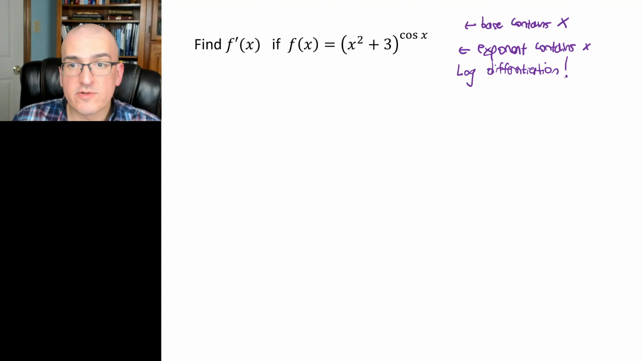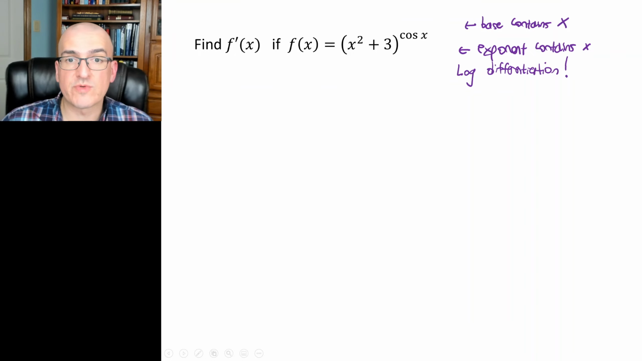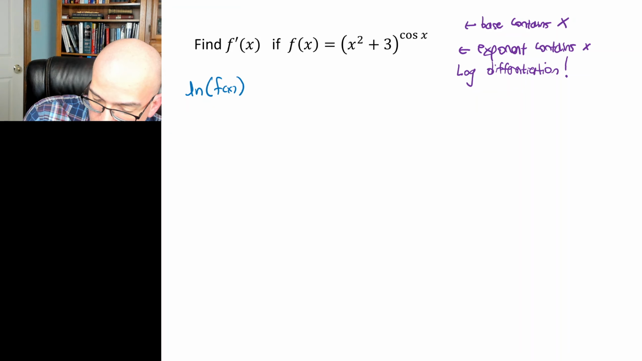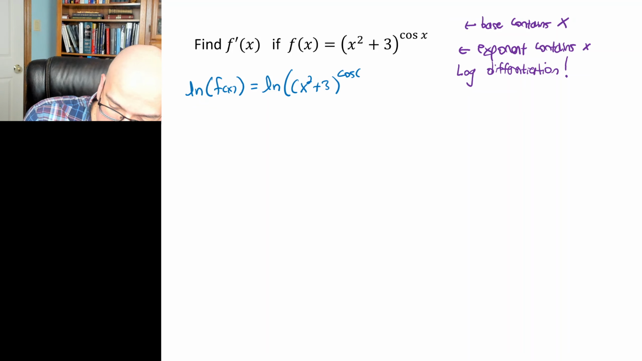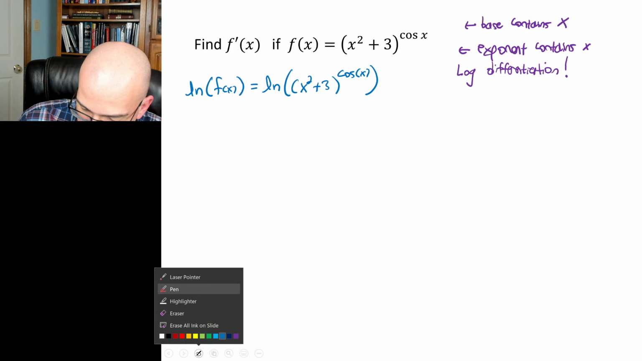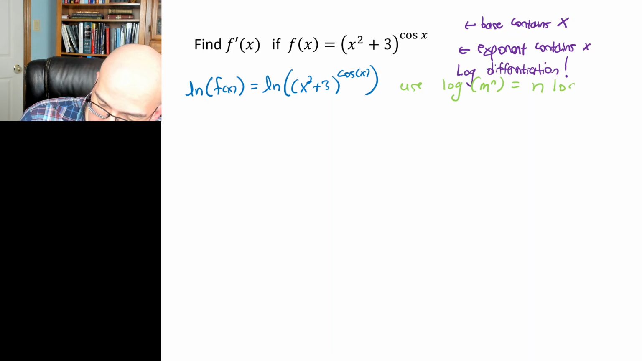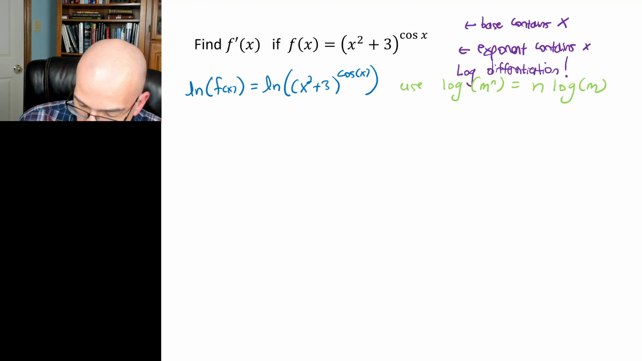So here's how you go about doing it. Recall what we do whenever we're faced with a log differentiation question. What we do is we start by taking the ln of both sides. So the ln of the left side, the ln of f of x, is equal to the ln of the right side, the ln of x squared plus 3 to the power of the cosine of x. Now you use a log property. We're going to use log of m to the n is n times the log of m. So I bring the cosine down in front.